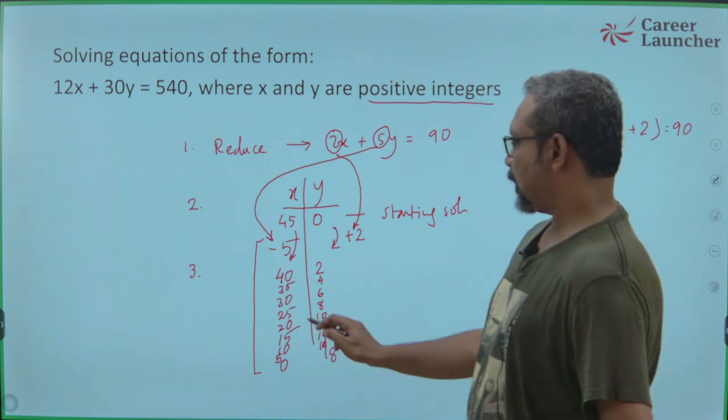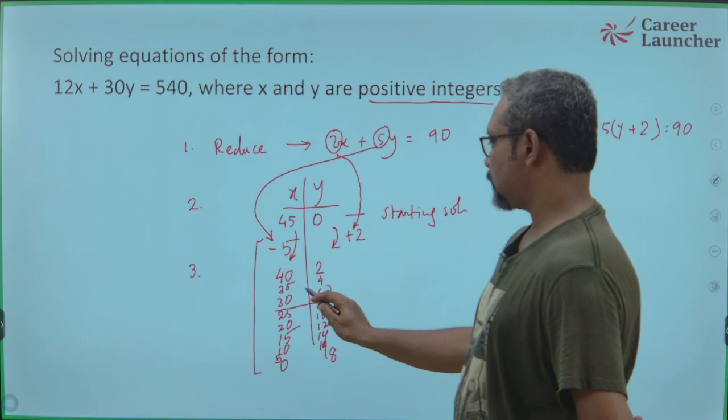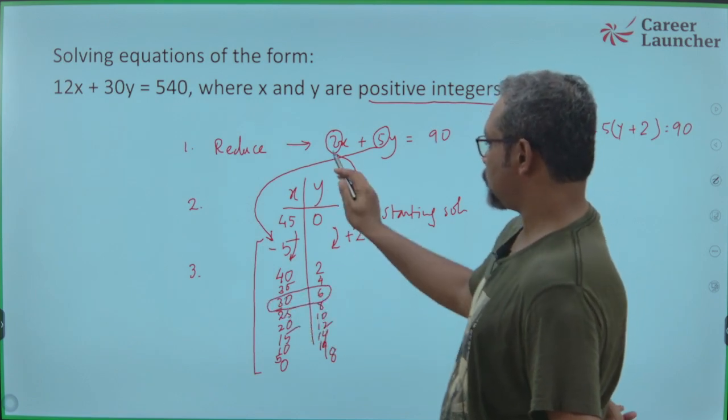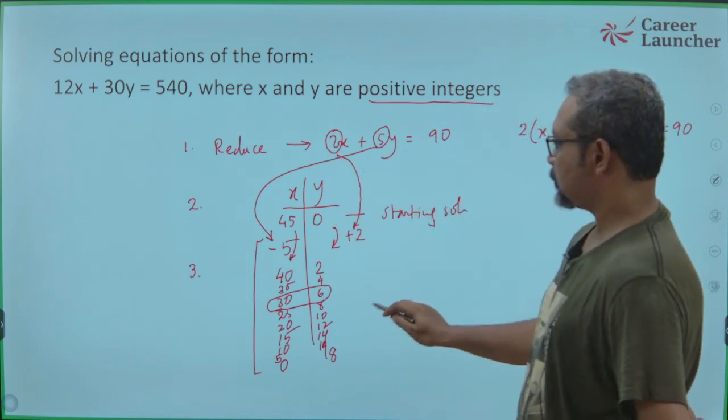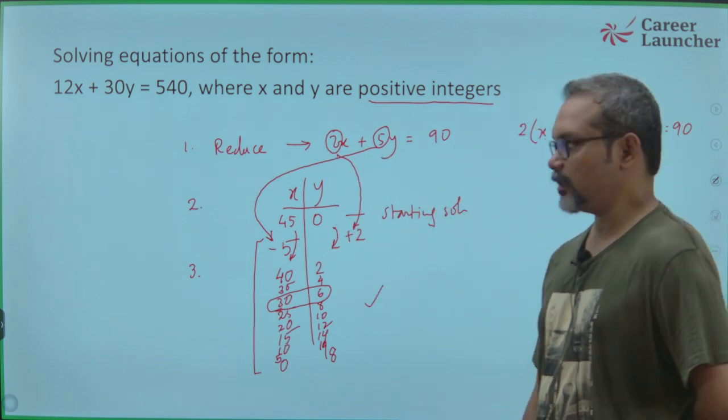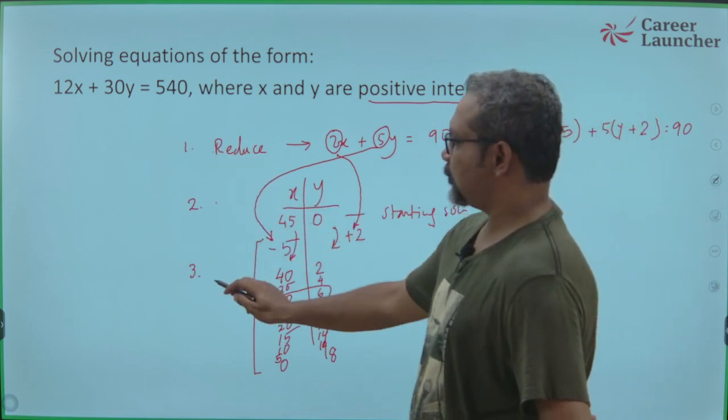So just to pick a random one, say 30 and 6. Let's verify. 30 times 2 is 60, 6 times 5 is 30, they add up to 90. So this is how these questions are done. So these are the 3 steps that we need to follow.